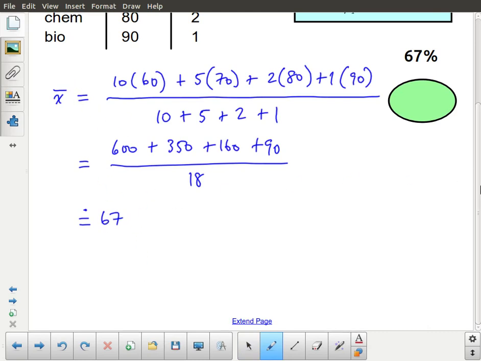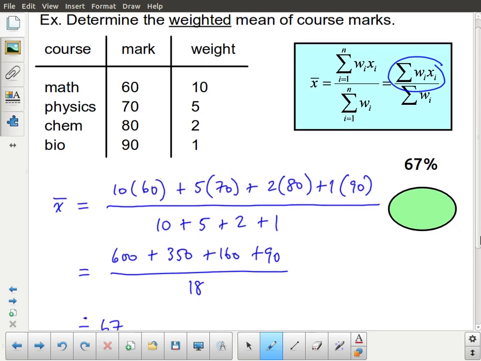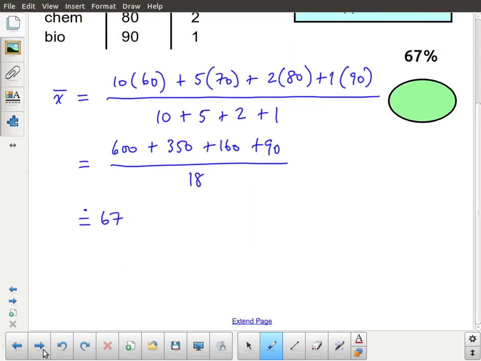If we had done just a mean on those 4 marks, which is what you would normally do, you would have gotten a mean of 75. But because the math and the physics have greater weight in this calculation, they've actually dragged the mark down into the 60s. It's bad news for that student, unfortunately. They should have done better in math.